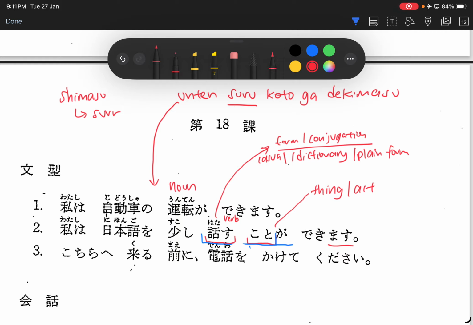Hanasu koto ga dekimasu. Right? Hanasu koto ga dekimasu means I can speak. I can do this action of speaking. So far so good for number 1 and 2. Number 3.